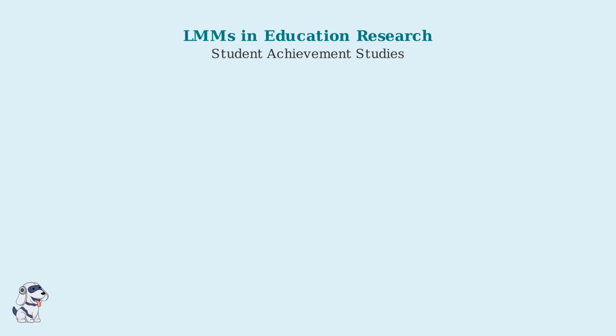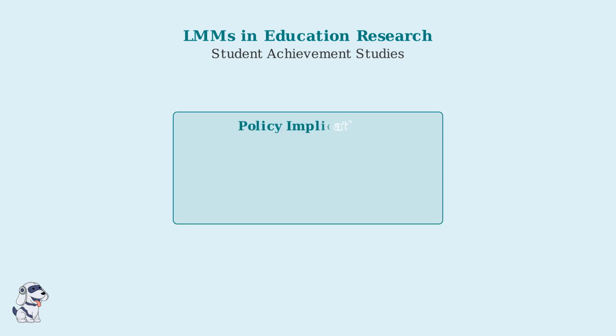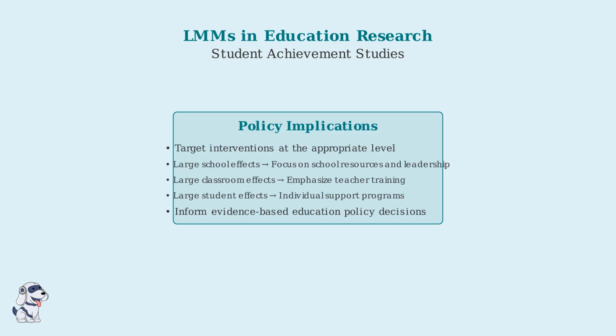These insights have important policy implications. By understanding which factors operate at which levels, policymakers can target interventions more effectively. For example, if school-level effects are large, policies should focus on improving school resources and leadership. If classroom effects dominate, teacher training and class size reduction become priorities. Linear mixed models provide education researchers with a powerful framework for understanding the complex, multi-level nature of student achievement, leading to more informed and effective educational policies.